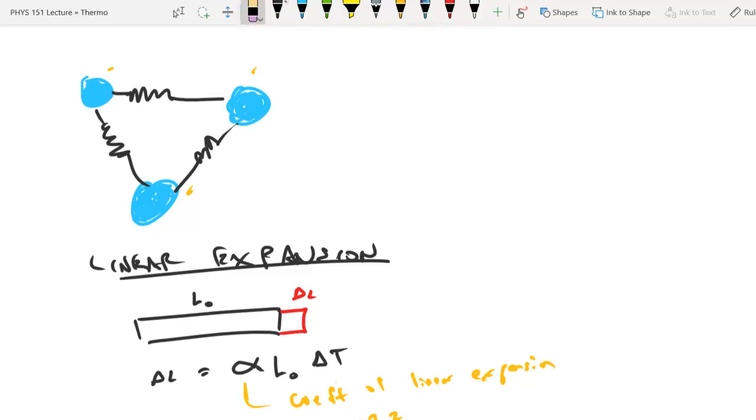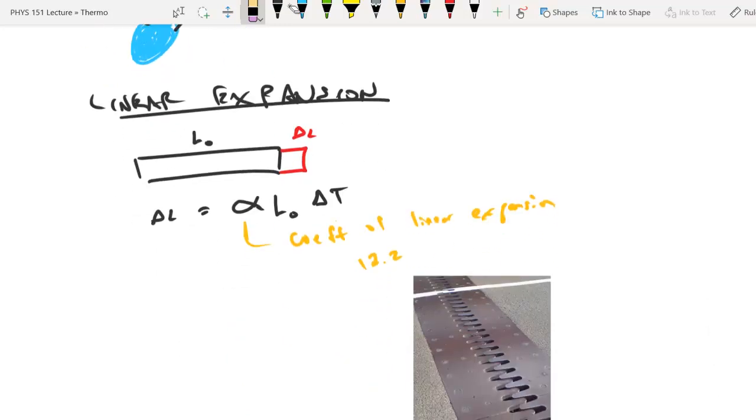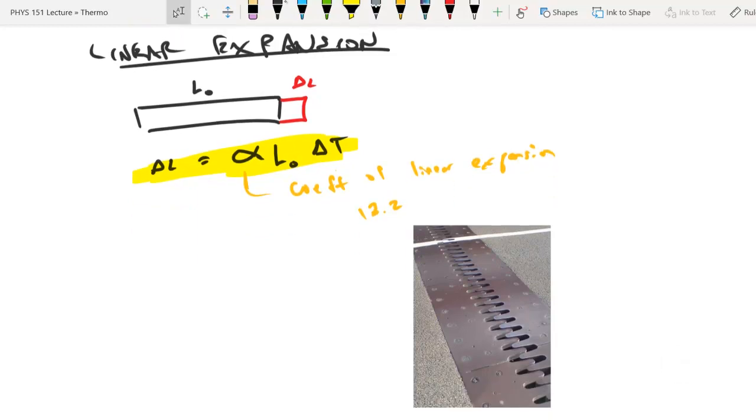Okay, so here we have our change in length, which is the coefficient of linear expansion times the initial length times the change in temperature, right? Oftentimes this delta T needs to be in Celsius or Kelvin because this is something like per Kelvin.